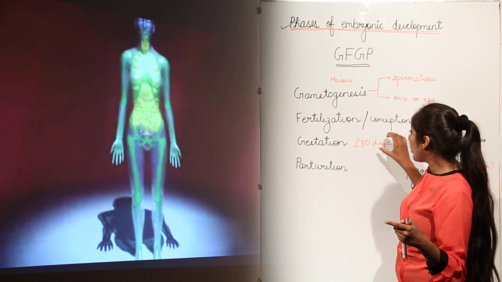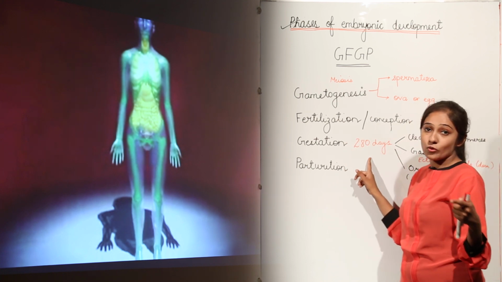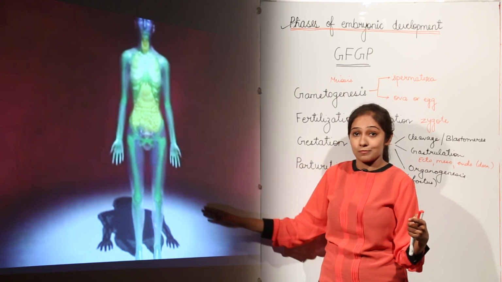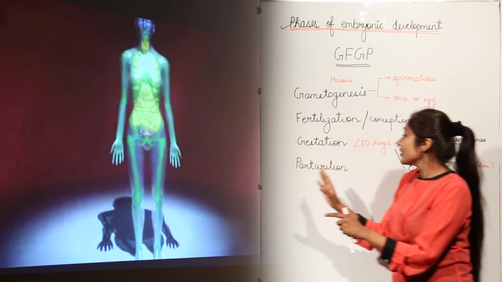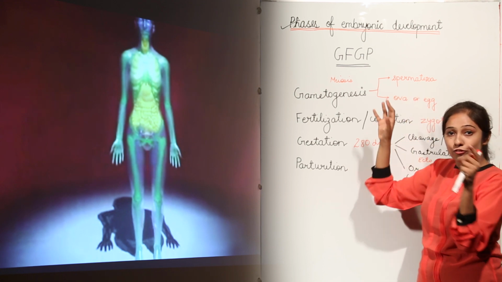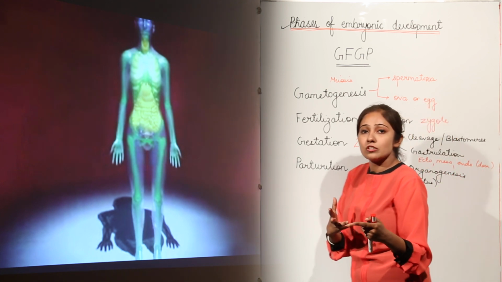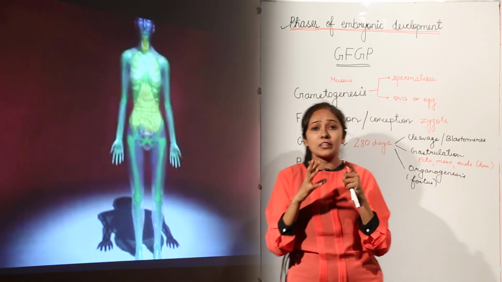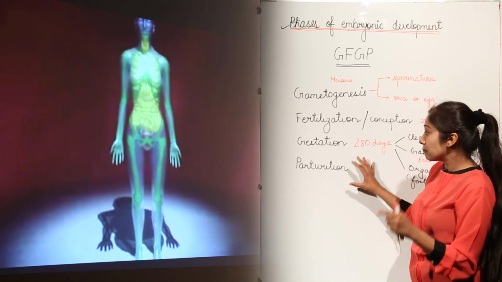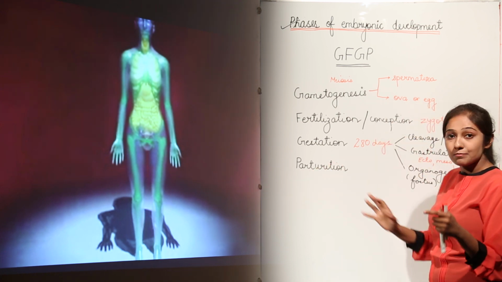Okay, so these 280 days are the days in which this development is going to take place from the single cell zygote to a complete organism, as you have seen in the animation. So I hope now these 4 phases are very clear to you. Sperms and ova are going to fuse to form the zygote. This zygote is going to show cell divisions, then formation of a complete organism by the formation of organs, and then when this is complete, it is going to come out.